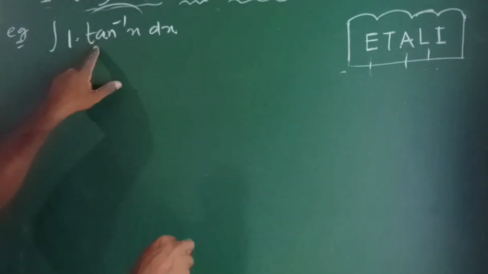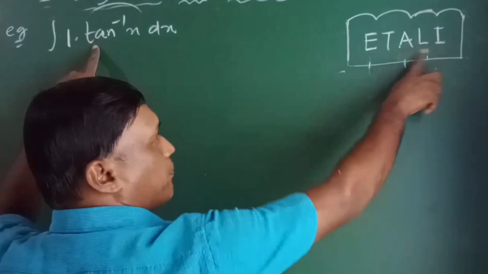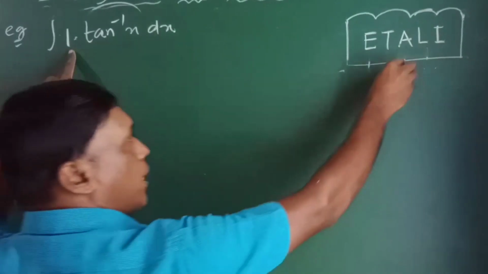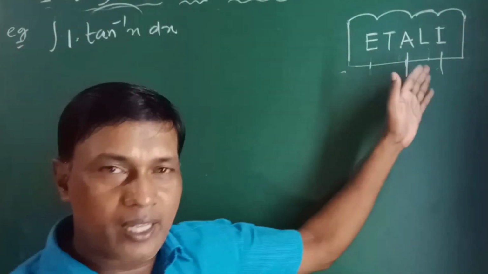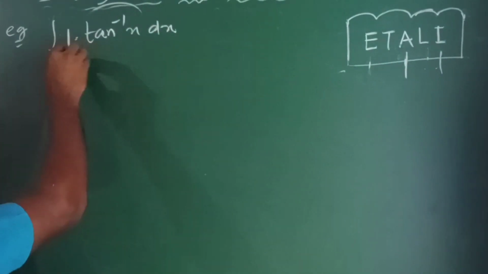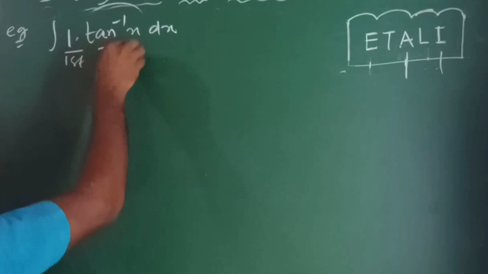How? This is inverse function and this is algebraic function. One is algebraic function, another is inverse function. So algebraic function comes first in the serial. So 1 is the first function and this is the second function.